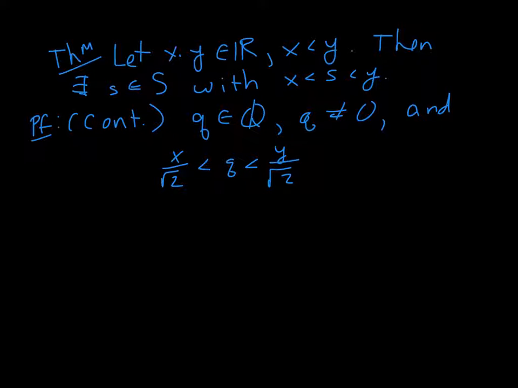So where we're at now is that q is a rational number. It's okay to assume it's not 0, and q is in between x over root 2 and y over root 2. Well, just do what you want to do. Get rid of the fractions. Multiply through by the square root of 2, and you'll get that x is less than the square root of 2 times q is less than y. And then we're done.